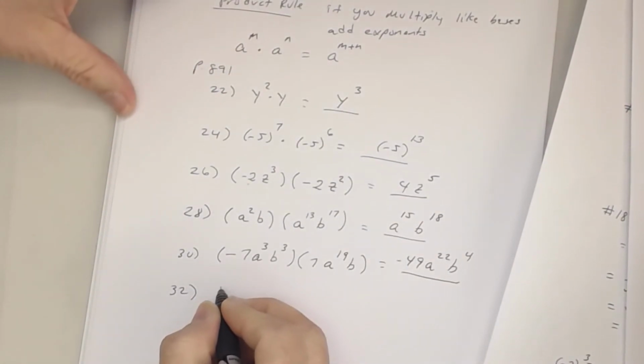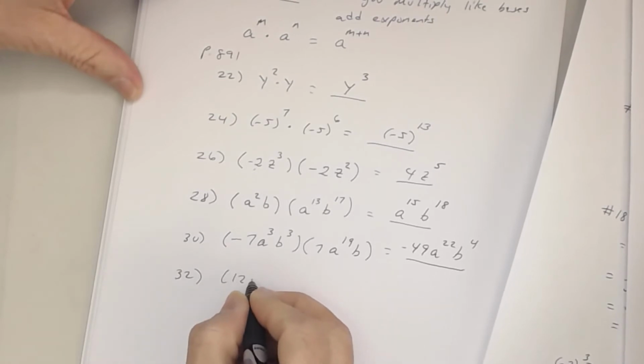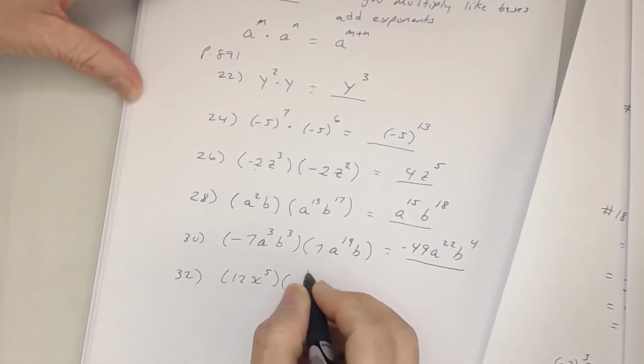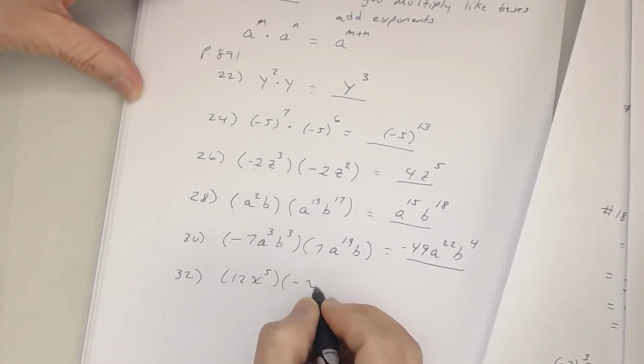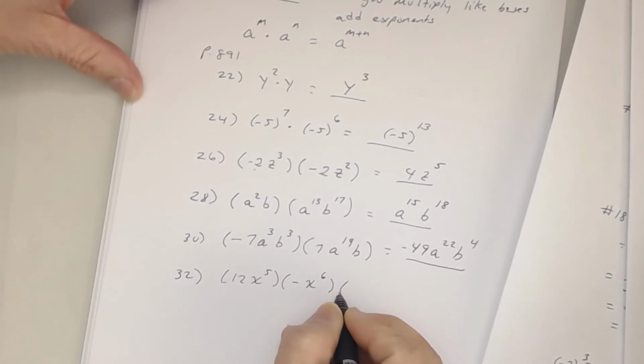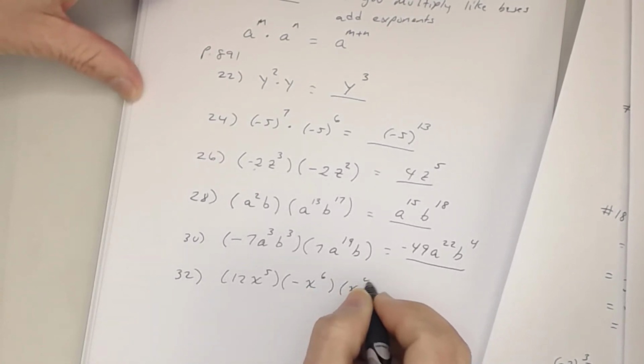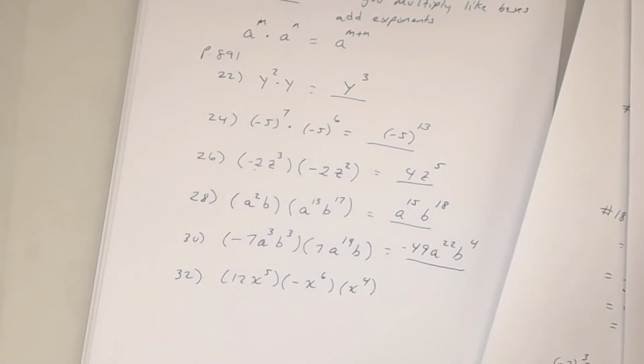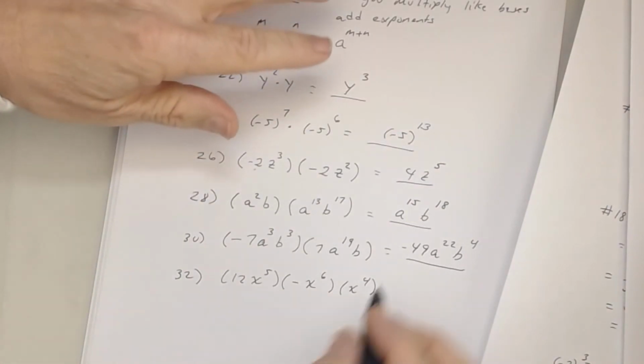All right, 32, you have 12x to the 5th times negative x to the 6th times x to the 4th. Okay, so let's talk about the coefficients first. In that first parentheses, what's the coefficient? 12. In the second parentheses, what's the coefficient? Negative 1. Good. In the third parentheses, what's the coefficient? 1. So it's 12 times a negative 1 times 1. Negative 12. Okay.